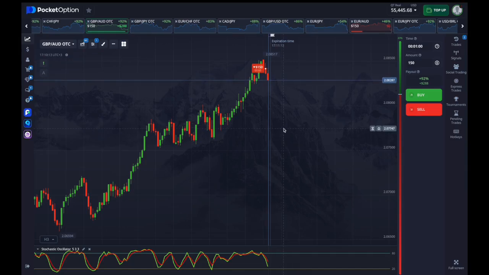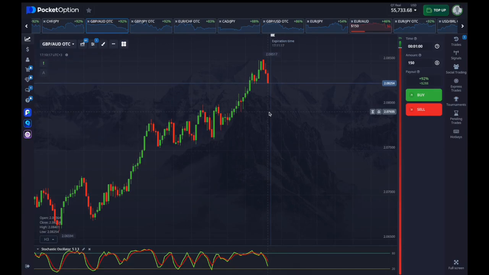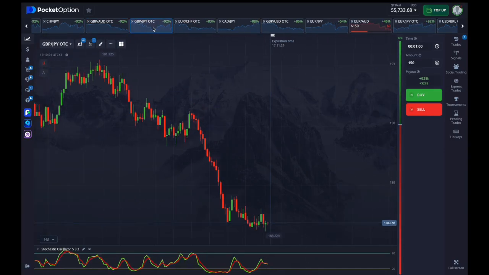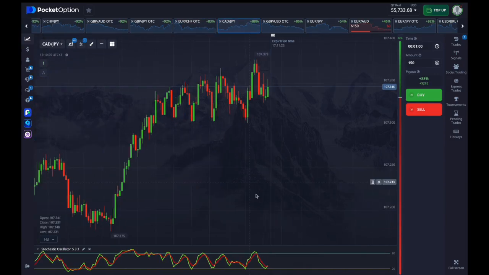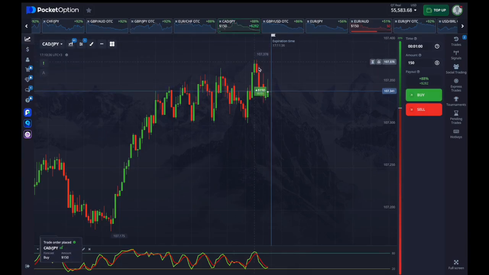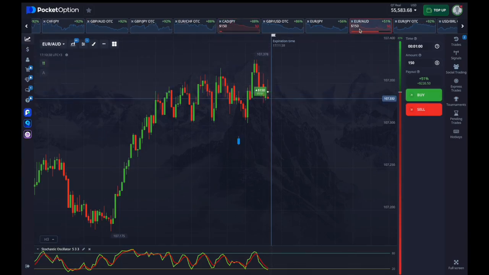Our trade is closing. It was a sell position. Plus $288. Great job. Let's look at some more trades. CAD JPY. A similar situation. The key line crosses the D line at the lower boundary. Here, I'm happy to take a buy for $150. Expiration is 1 minute and we're in a buy position.